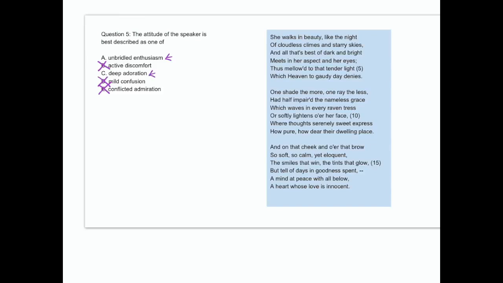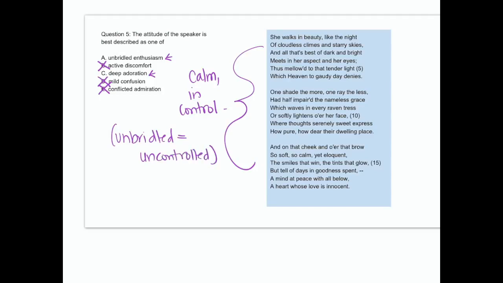A, unbridled enthusiasm. We don't have any diction here with which we can support this answer. The speaker comes across as sincere but calm and in control. Nothing indicates unbridled or uncontrolled enthusiasm.